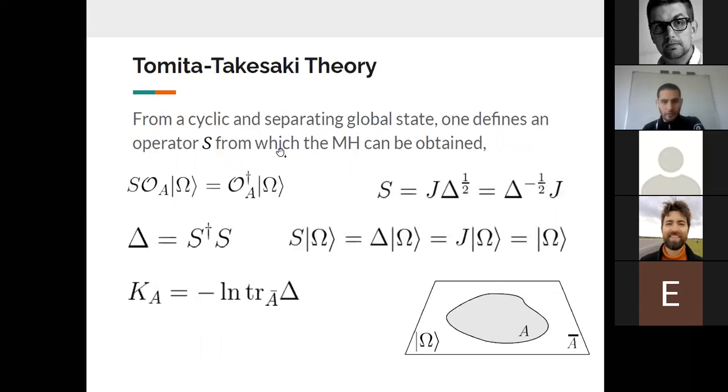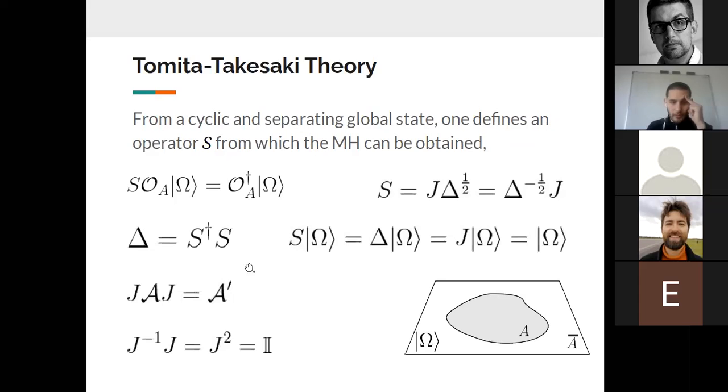So these are some other properties. If one has access to delta, one can go back to the original object we defined, the modular Hamiltonian of A, by taking the trace, and that's okay. And J is an operator, the modular conjugation, which takes an object from the algebra A to A prime, and takes an object from A prime and goes to A. And J squared, J inverse J, is the identity, which is also J squared.